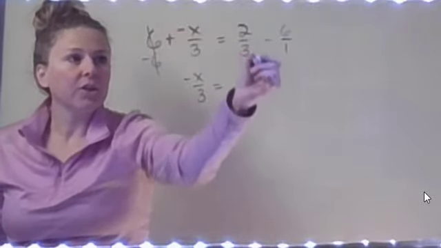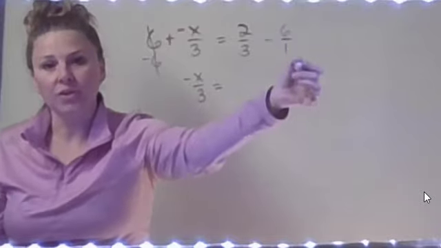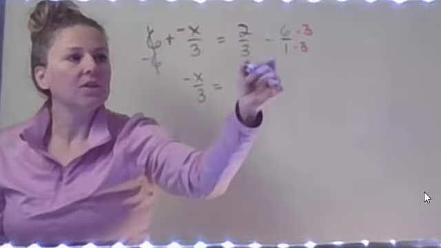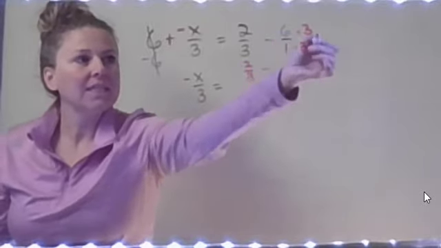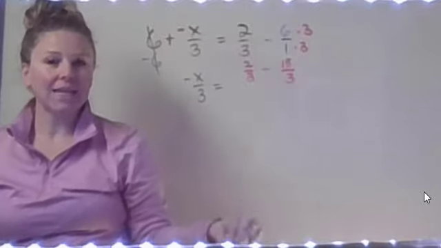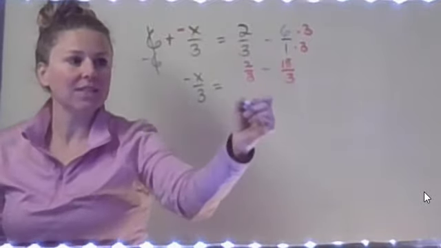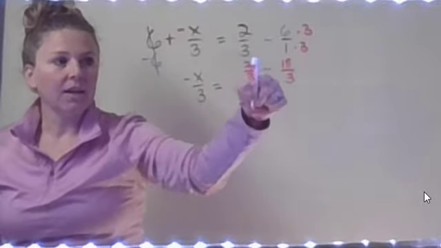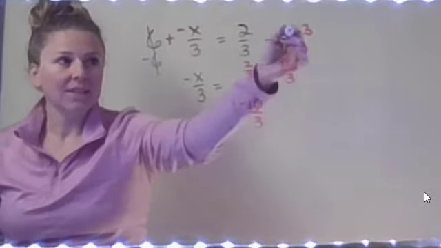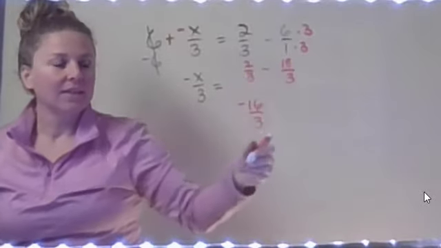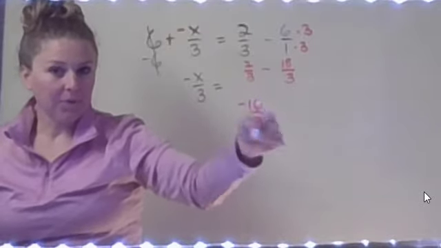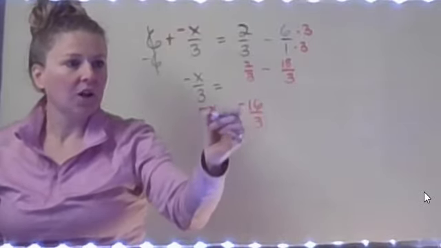So we have 2/3 minus how many thirds is 6. So we're going to multiply both of these by 3. So this is 2/3 minus 18/3. So 2/3 minus 18/3 is negative 16/3. Remember, you can think of it as 2 of 3 pieces of a pie and then 18/3. That's 6 whole pies. So I would keep this as an improper fraction because it's going to be easier to solve.